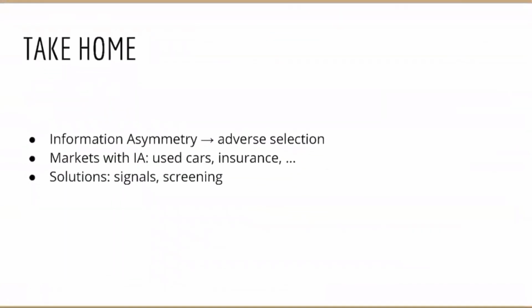So if you need to take something home, information asymmetry leads to adverse selection, so only lemon cars will be sold. And markets with some information asymmetry are the used cars market, insurance, and financial markets. And the solutions to adverse selection, to information asymmetry, are signals or screening.